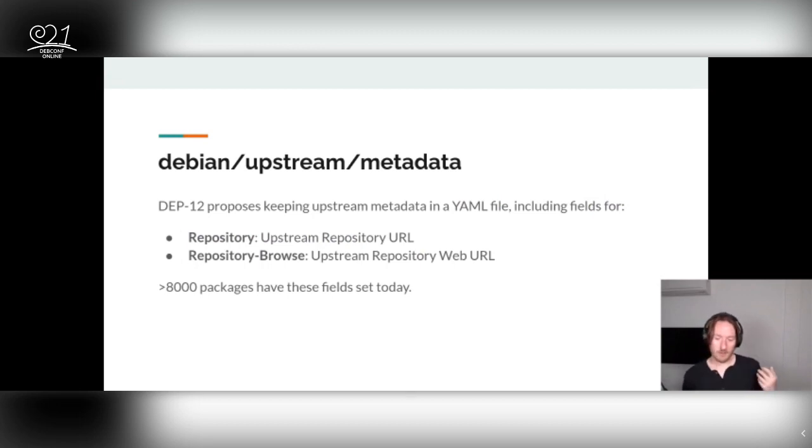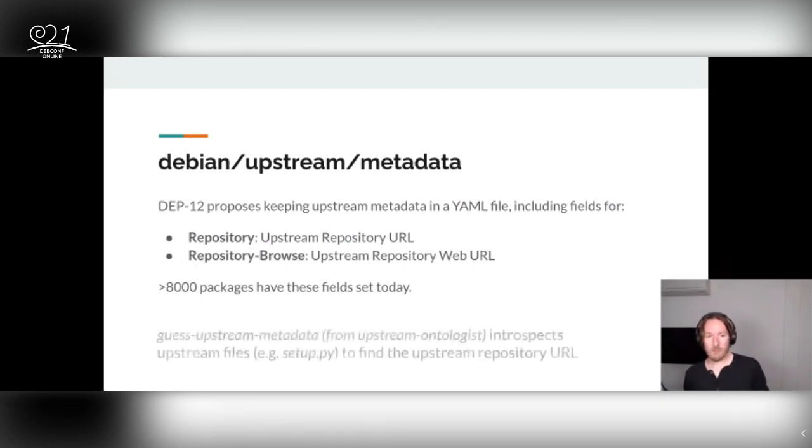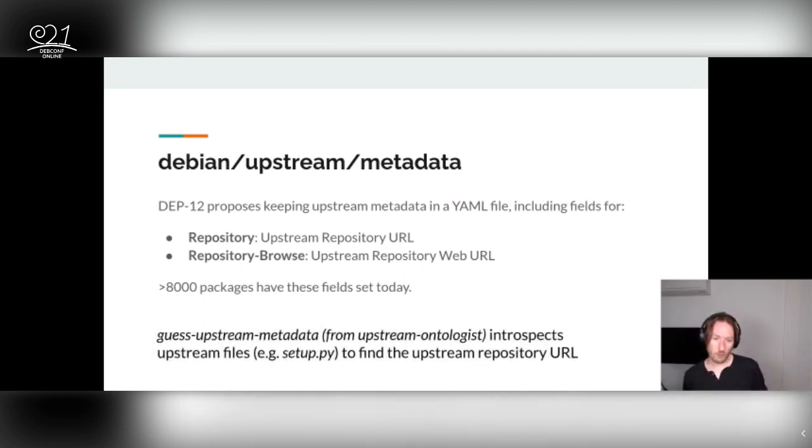And so DEP-12 is still a draft, but it's been widely adopted. There are about 10,000 packages that ship one of these files, and about 8,000 of them have the repository header set. So that's actually quite a lot if you consider that we have about 30,000 odd packages. And then there's also a tool that can, in many cases, generate a Debian Upstream Metadata file for you if you have the upstream source code.